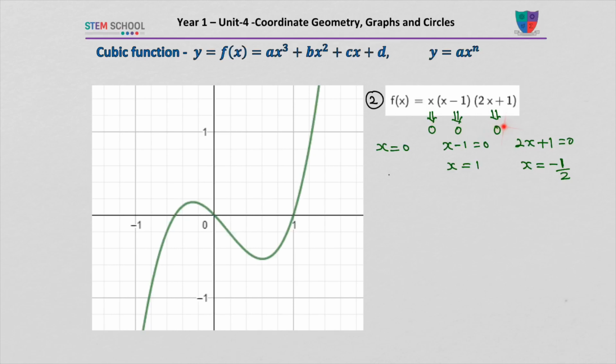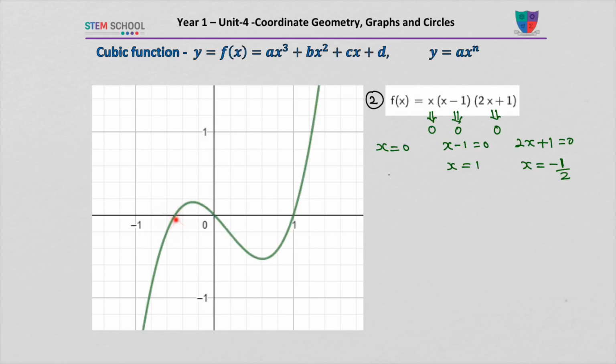Now that we've set them to 0, x equals 0, so that's one root. Here it is, x equals 0. Then x minus 1 equals 0, therefore x equals 1. So there is x equals 1. And 2x plus 1 equals 0. Subtract 1 from both sides, divide both sides by 2, x equals minus a half. There is x equals minus a half.